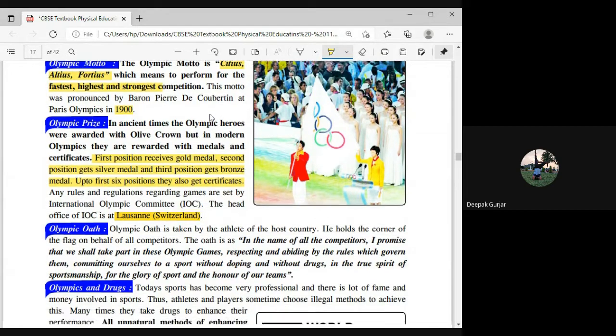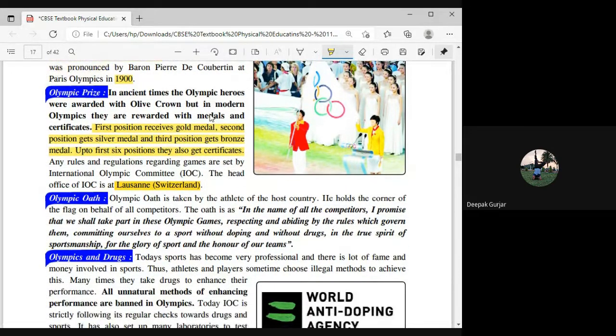Now, about the prizes of the Olympics. In ancient times, the heroes were awarded crowns made of olive leaves. But in the modern Olympics, development and modernization have changed things. In the modern Olympics, they are awarded medals and certificates. Those who get first position get the gold medal. Second position gets the silver medal. Third position gets the bronze medal. And up to the first six positions get certificates.